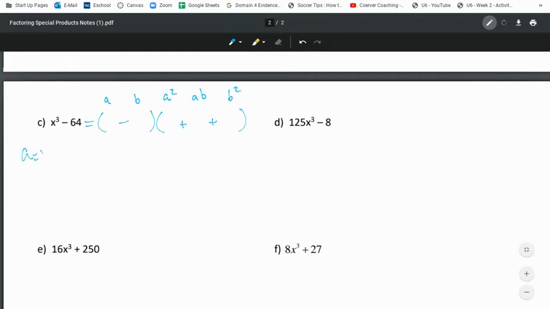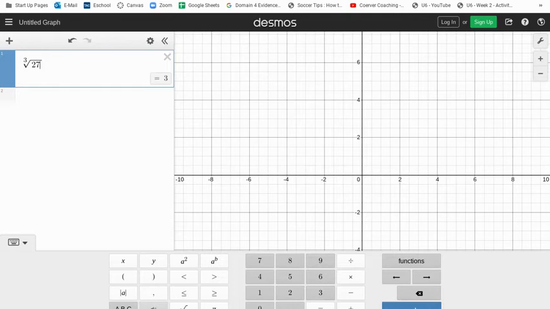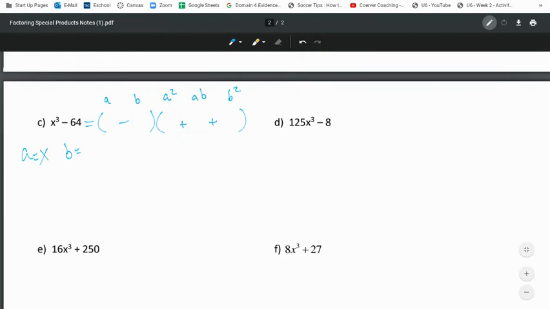So A has a value of x. And B has a value of, and then we check it. So I need the cube root of 64, which is 4. So B is 4. And then I just substitute in. This is x, that's 4. This is x squared, this is 4x, and this is 16. And I'm done. It's that simple if you understand how to read the formula.